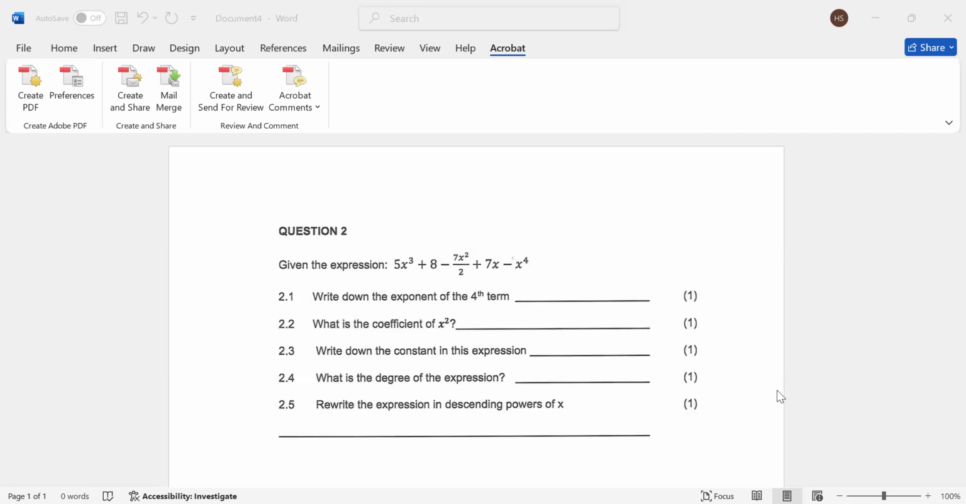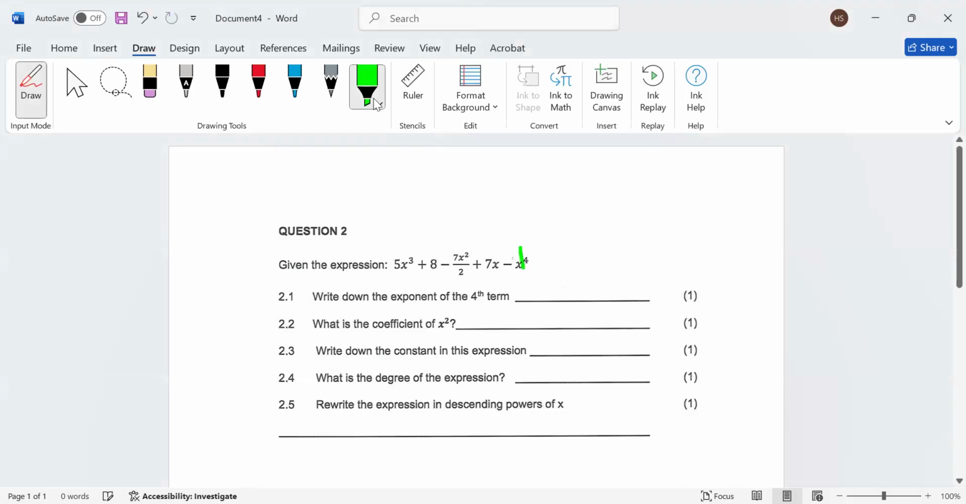If we check, we have 5x cubed. It's 1. We have 8, which is another term. We have this one, minus 7 all over 2, which is also another term. We have plus 7, which is a term. So all in all, we can safely say we have 1, 2, 3, 4, 5. Those are the number of terms that we have.